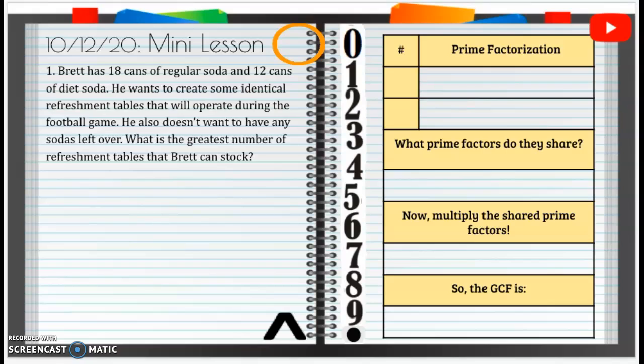Number 1. Brett has 18 cans of regular soda and 12 cans of diet soda. He wants to create some identical refreshment tables that will operate during the football game. He also doesn't want to have any sodas left over. What is the greatest number of refreshment tables that Brett can stock?